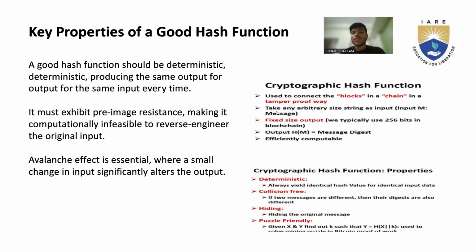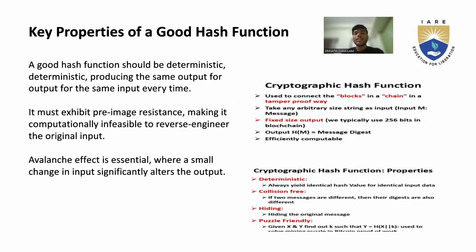A cryptographic hash function is used to connect the blocks in a chain in a tamper-proof way, and it takes any arbitrary size string as input and gives a fixed size output, where h of m is equal to the message digest, and it is efficiently computable. Cryptographic hash function properties are deterministic, collision free, hiding, and puzzle friendly. Deterministic always yields the identical hash value for identical input data.